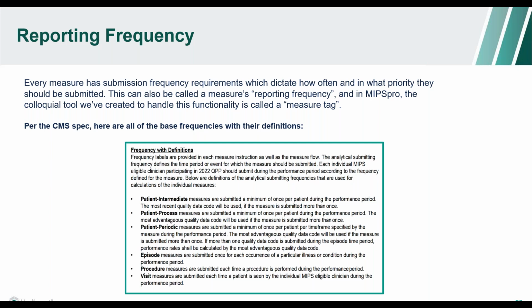There are also many measures where you need to report every single time you find an eligible instance. That would be a visit measure. Procedure and episode are similar to that. Every single time you have an episode or every single time you have a procedure, that counts in your performance rate.